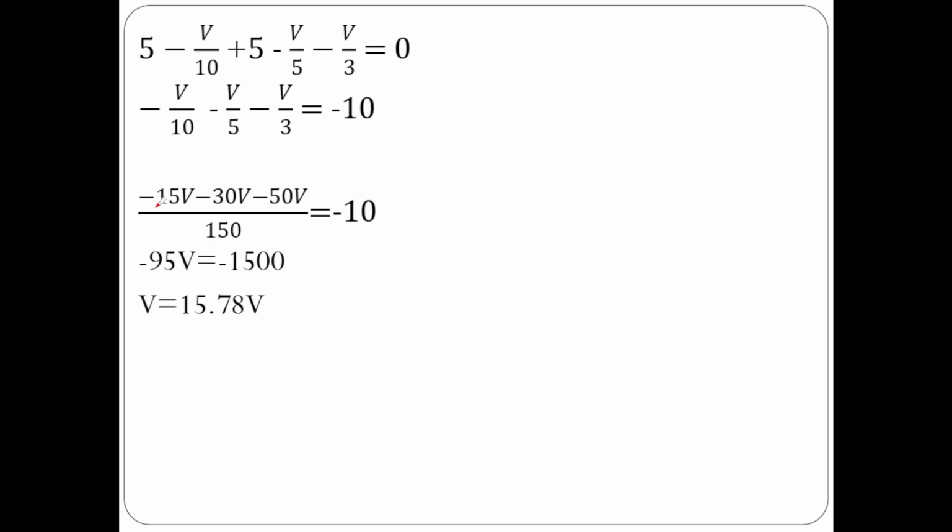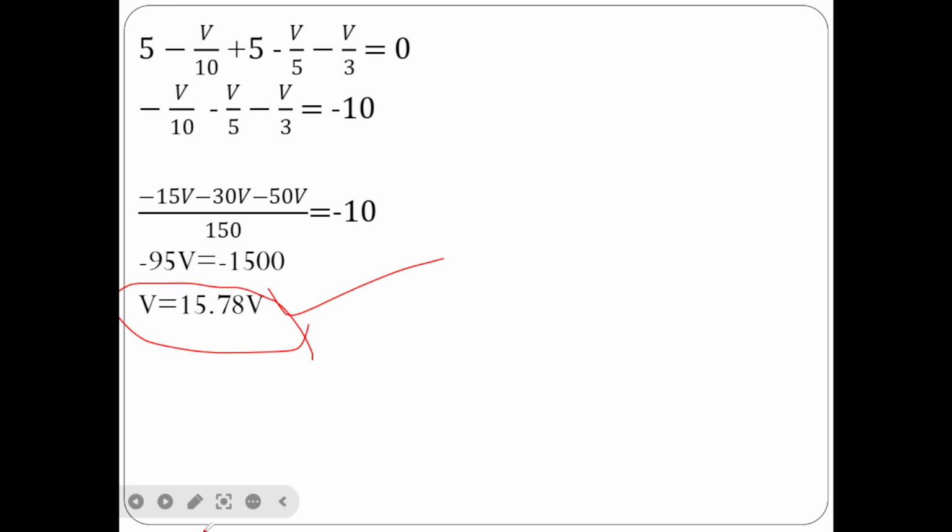You will get minus 15V minus 30V minus 50V by 150 equal to minus 10. Send 150 to right side, you will get minus 1500, and you just add all these three terms, you will get minus 95V. So what is V? Node voltage is 15.78 volts. This is the node voltage.